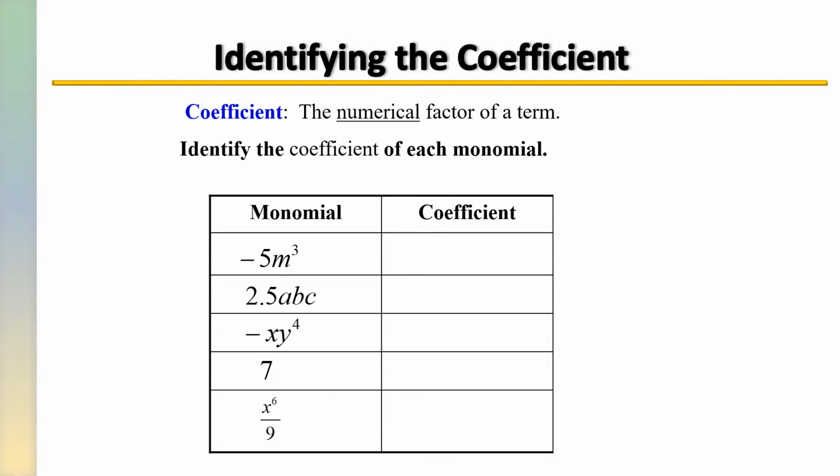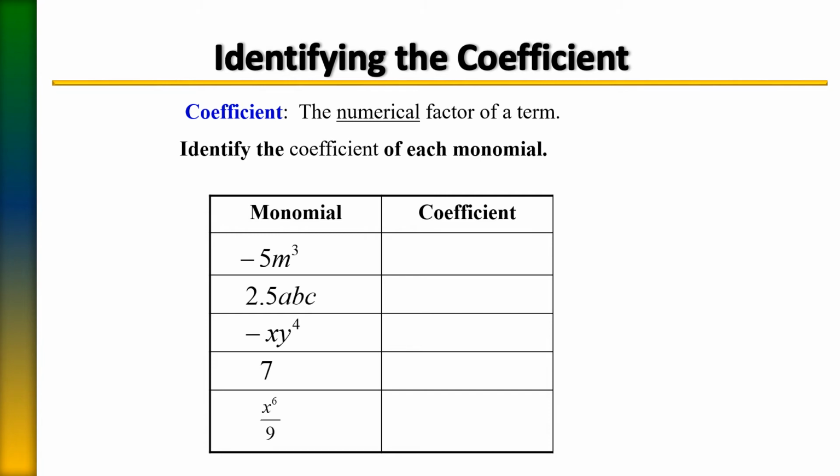Now I want to identify what the coefficient is. So when you hear me talk about coefficient, I want you to understand what I am talking about. The coefficient is the numerical factor of a term. So if you have a term, think of it as simply the number part of the term. Again, the number part, the numerical factor.